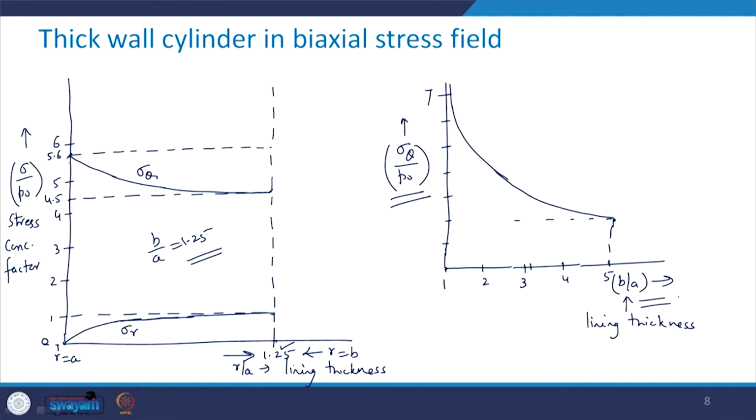So, this is the variation of this stress concentration factor with respect to B by A. If somebody asks you how the variation of radial and tangential stresses will be in case of the thick wall cylinder in biaxial stress field, this is how they will look like.